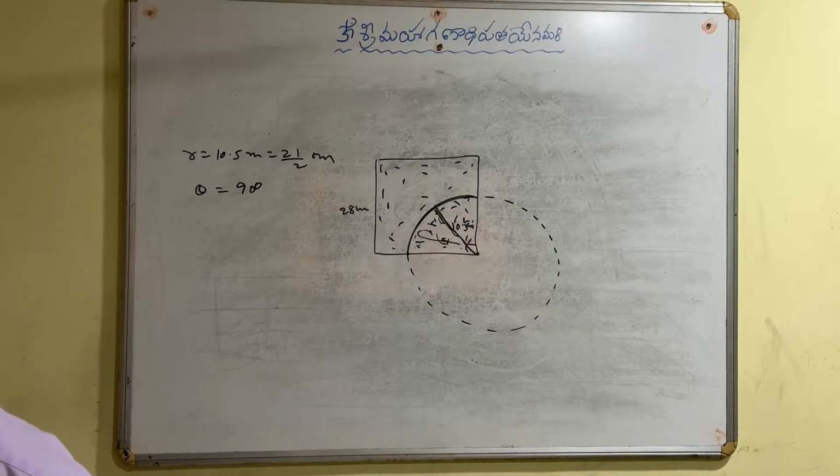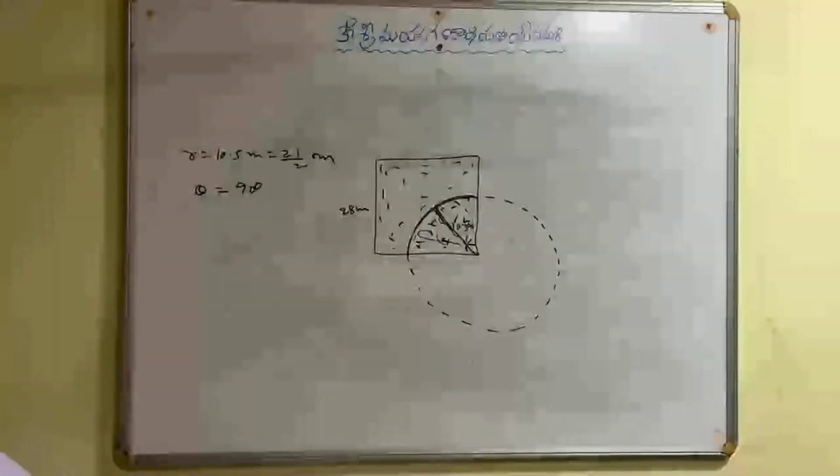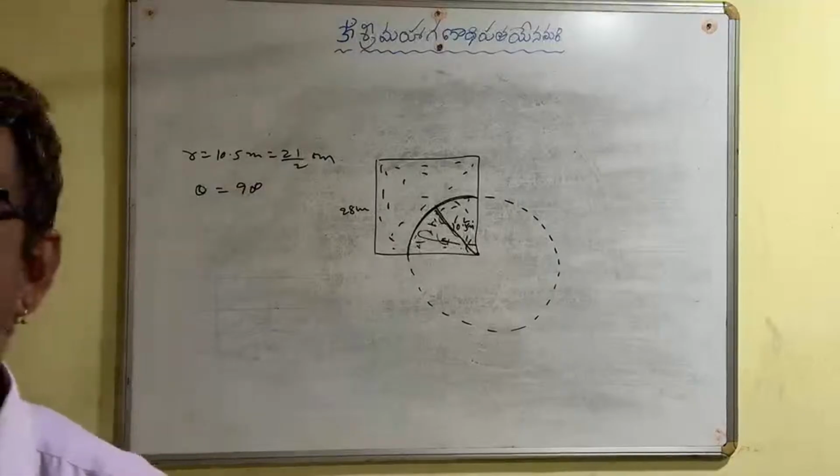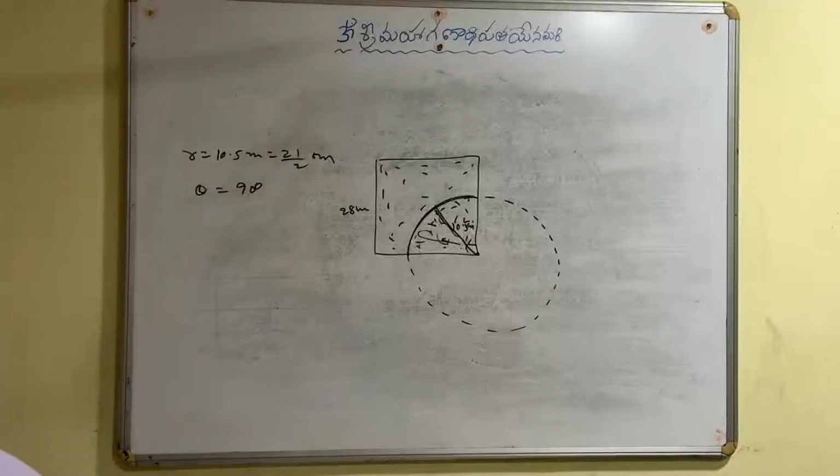Since the cow has a 10.5 meters long rope at its neck, it can move a full round, but grass is there in the square field only. Outside the square there is no grass. Even though the cow goes there, there is no use, since there is no grass. Yes, good.